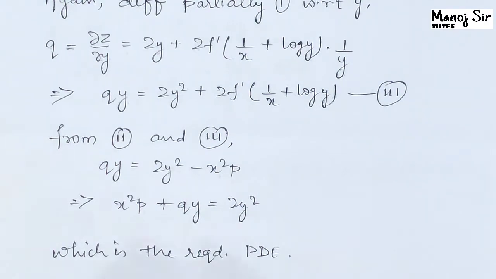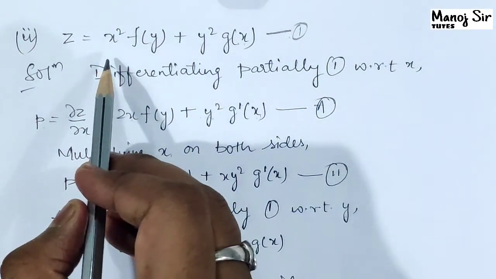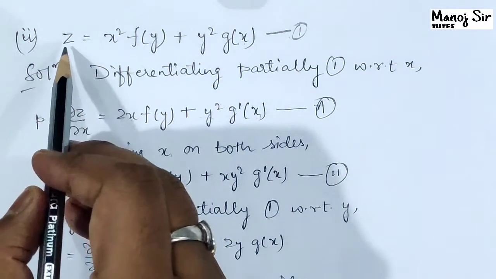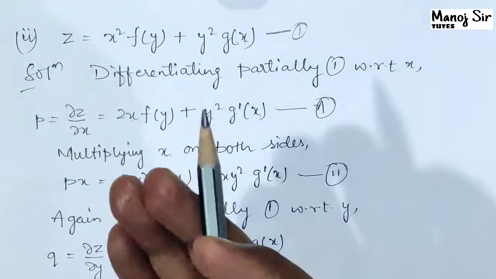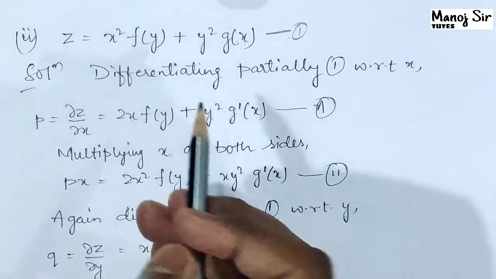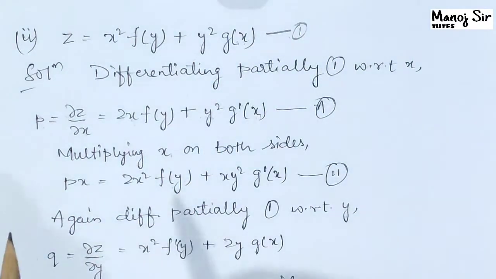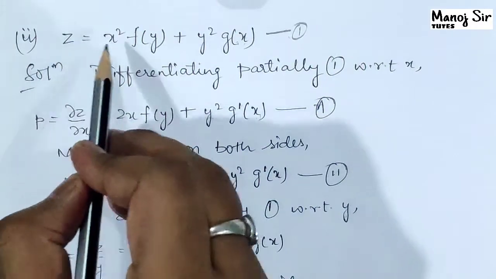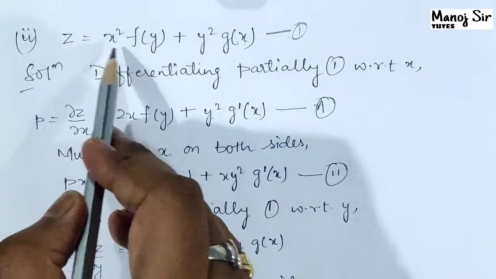Okay. Now we'll come to the second question. Again, we need to form a partial differential equation by eliminating the arbitrary function. z equals x square f of y plus y square g of x. Here the arbitrary functions are f of y and g of x. We need to remove this as well as this. Let's suppose this is my equation number 1. Here again z is a dependent variable and x and y both are independent variables. It means z depends on the value of x and y.